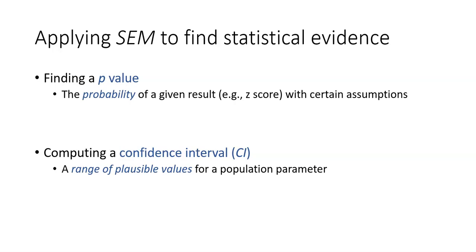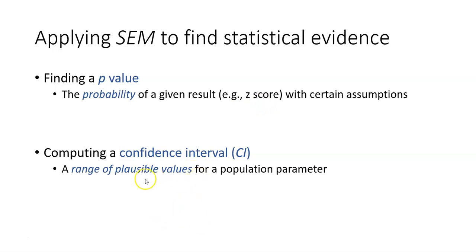So we're going to talk about 2 different types of statistical evidence. And again, we're going to use these 2 types of statistical evidence for the rest of the semester. The first one is a p-value. P stands for probability. You're going to get a lot of different types of p-values, but in general, a p-value is the probability of getting a given result, and I'm going to use an example of getting a specific z-score, but we'll use different examples later in the semester. So it's the probability of getting a specific z-score assuming certain assumptions.